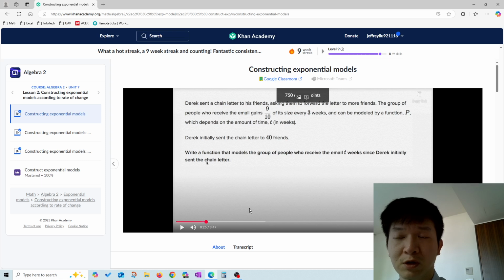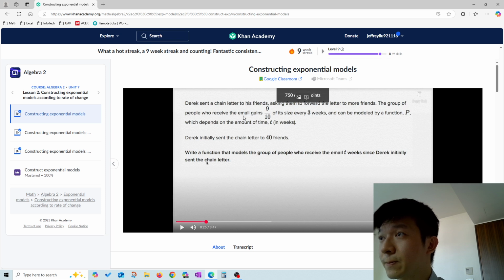So we're gonna build the equation, right? So it has 9 out of 10 gains, alright? For every 3 weeks. So 9, that's the p. P is our function. So p of t, right? P of t. And then initially we have 40 friends. So it's gonna be something like this.